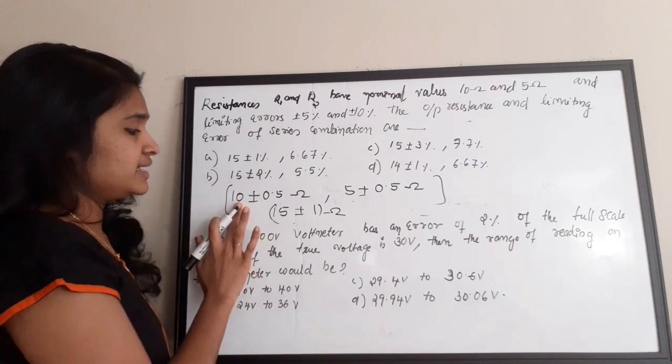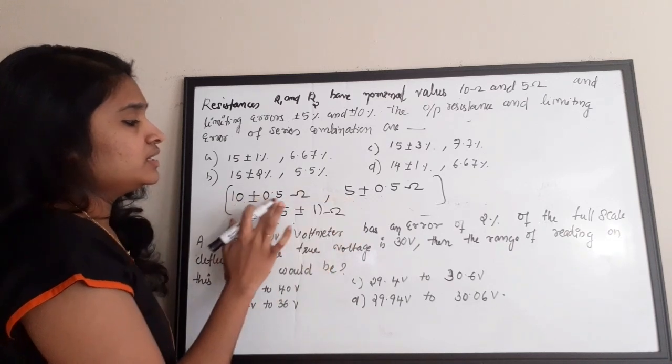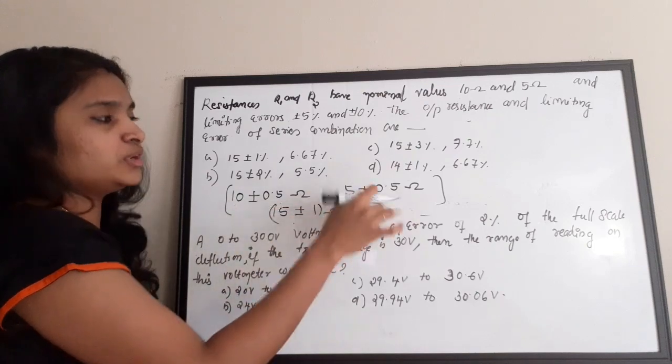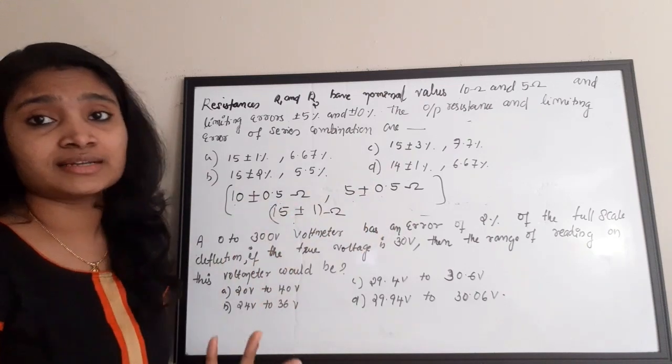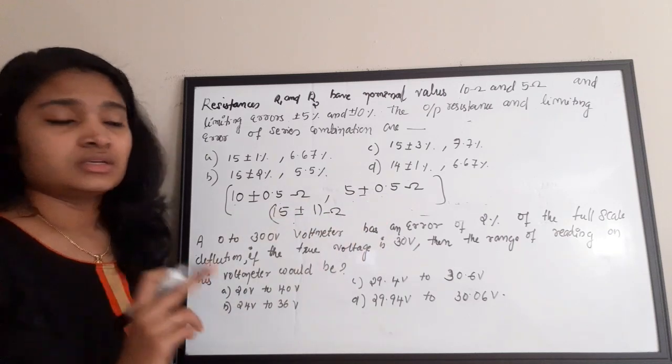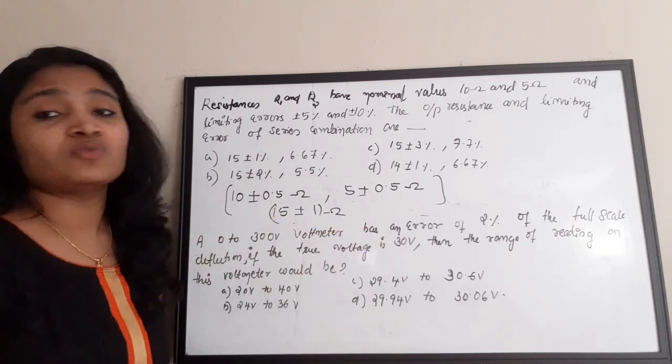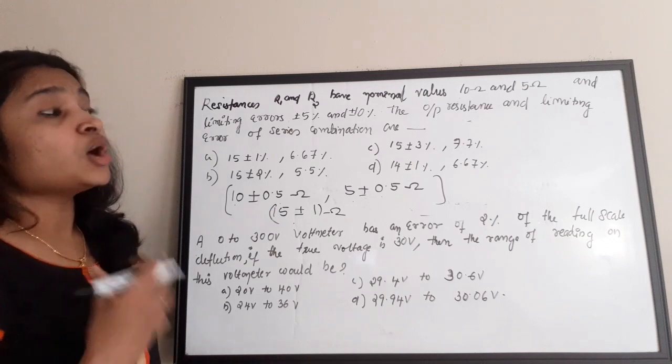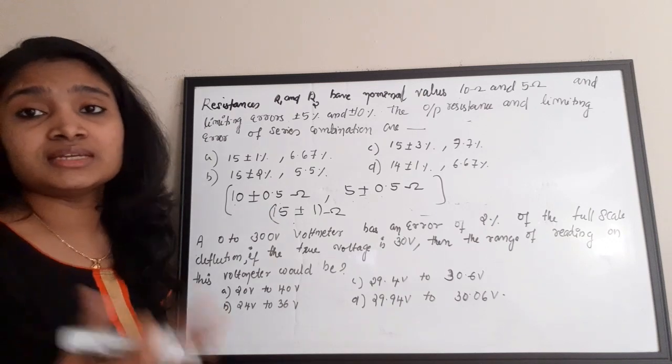I hope it is clear. See, 10 plus 5, then the errors, 0.5 ohm and 0.5 ohm. Add those because it is a series connection. So 0.5 plus 0.5 is 1. That is, 15 plus or minus 1 ohm is the output resistance of the series combination.